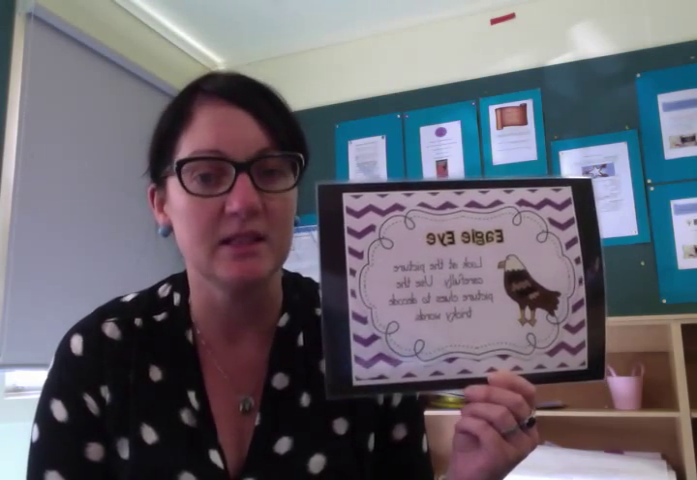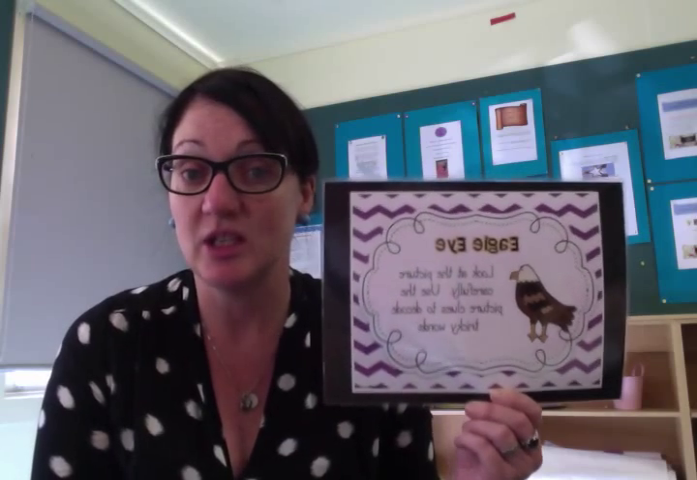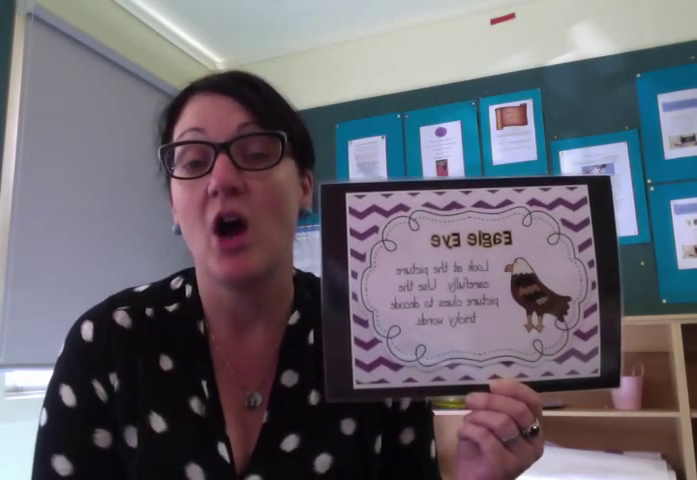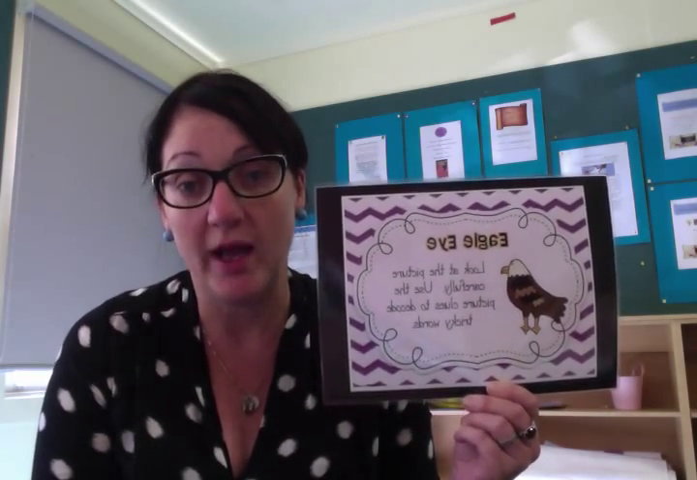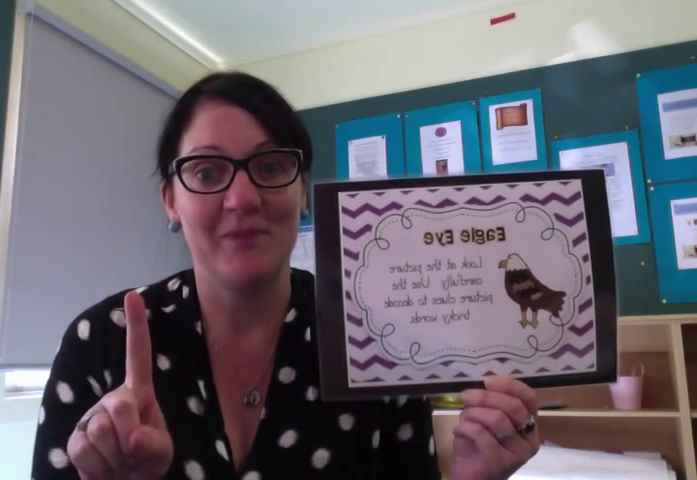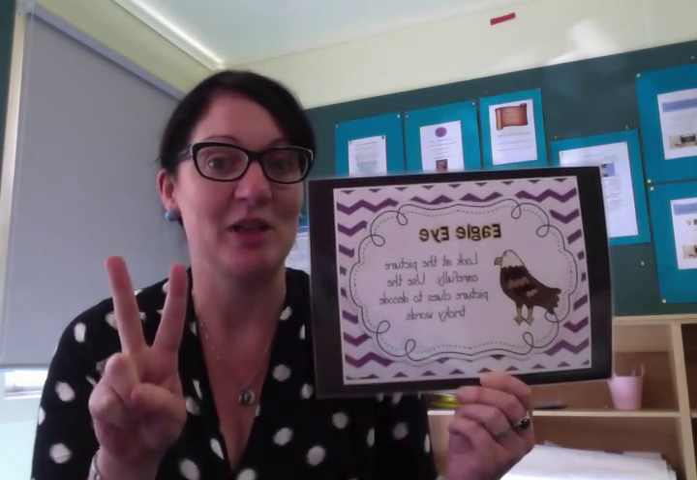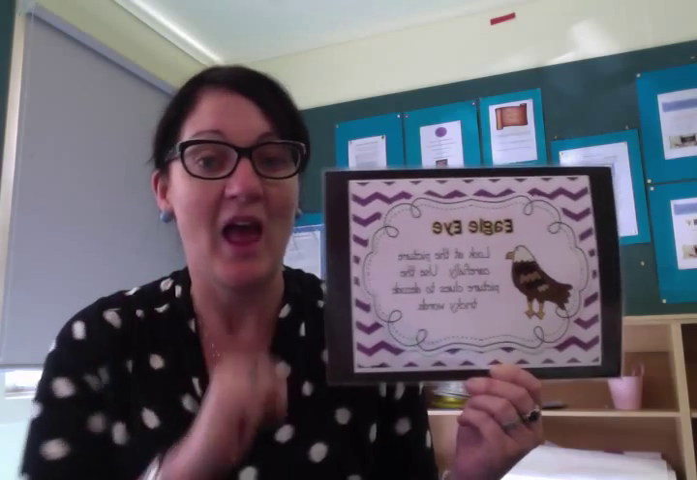So again, just to recap, what we were doing initially with our eagle eye is: number one, look at the picture, and number two, use that picture to help me work out tricky words.